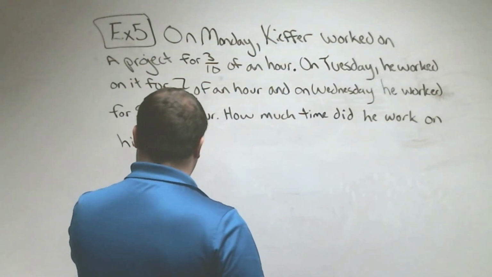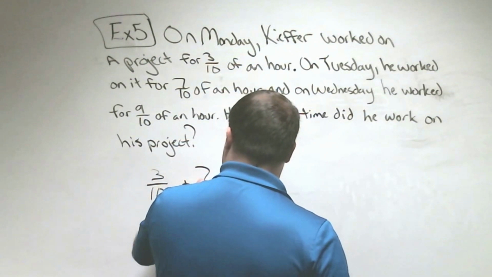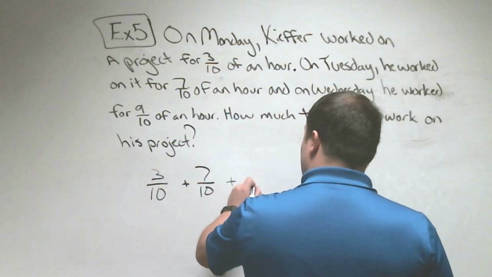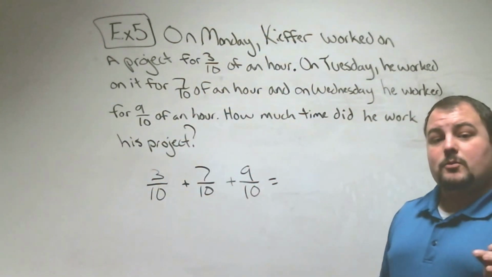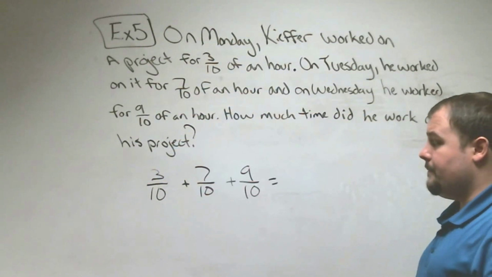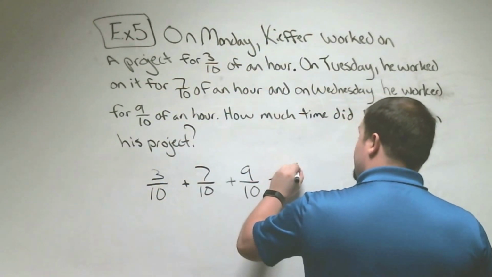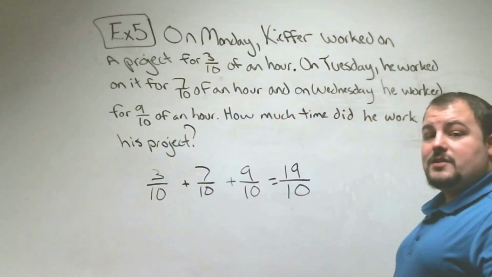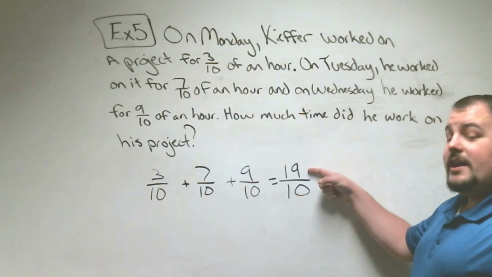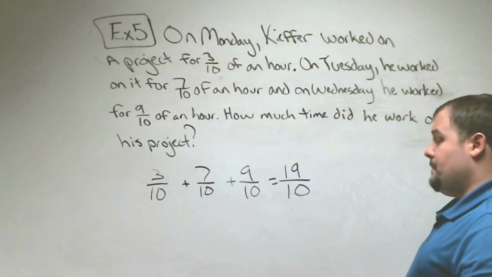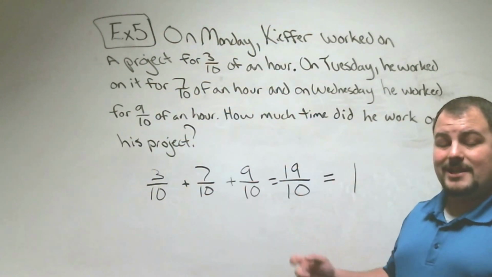Well, we know he worked 3 tenths of an hour on day 1. Then he worked 7/10 of an hour on day 2, and then he worked 9/10 of an hour on day 3. So what we're doing is adding these three fractions together. 3 plus 7, that's 10. 10 plus 9, that's 19/10. This is called an improper fraction. So we say, if we have 19, how many times could we take 10 away? Well, we can take 10 away one time, because 1 times 10 is 10.